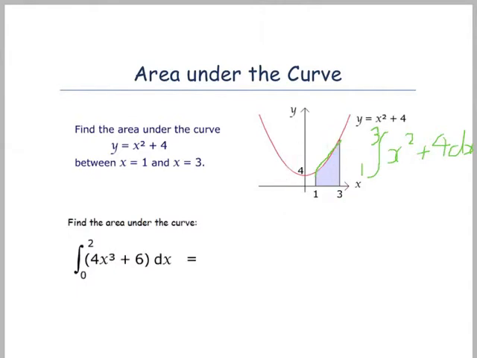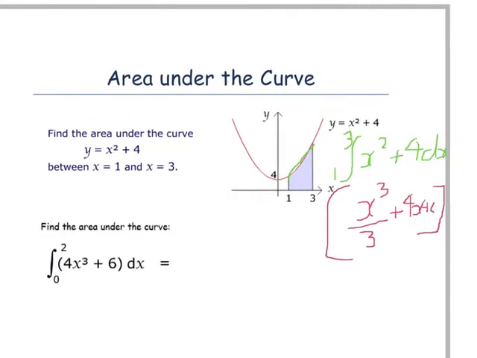So integration, remember to integrate, you add 1 to the power and divide by the new power. So the x squared becomes x cubed divided by 3, plus 4x, plus our constant, and we put brackets, and we put our two limits, which are 3 and 1.